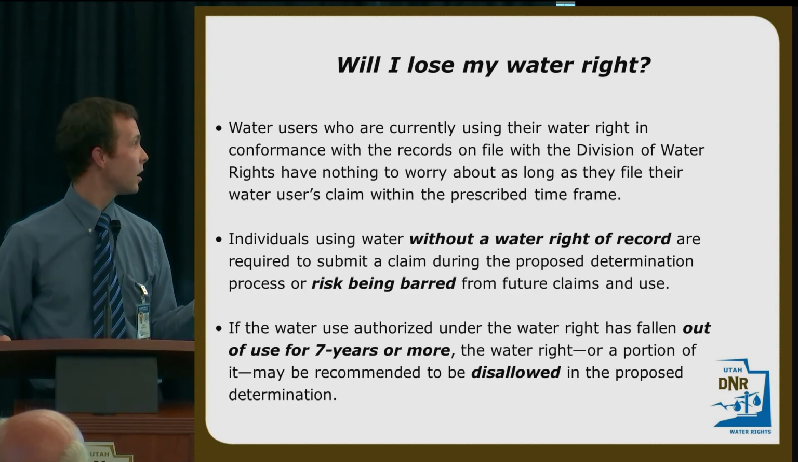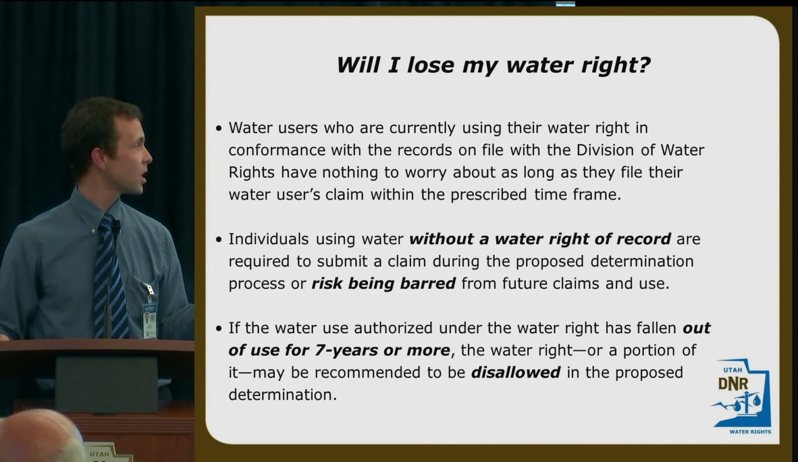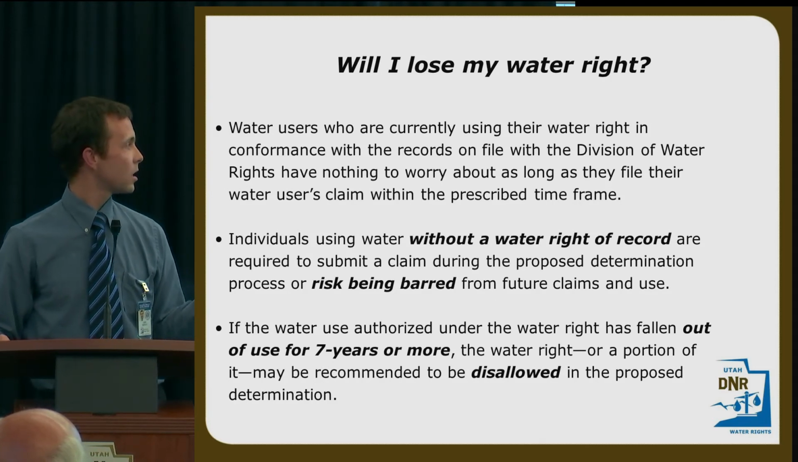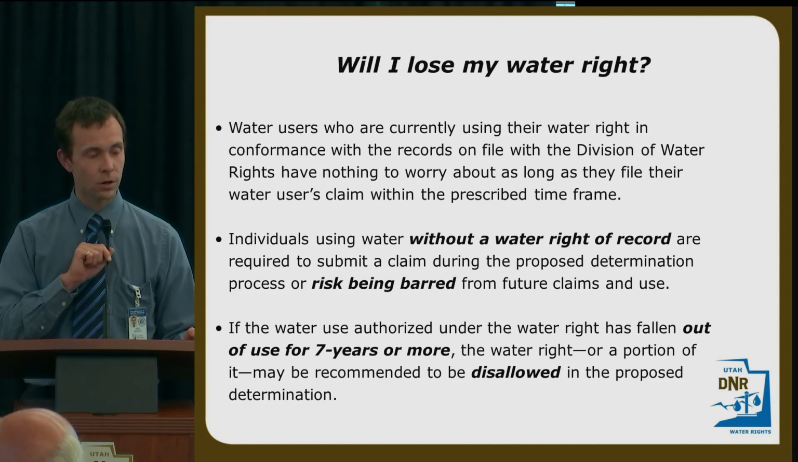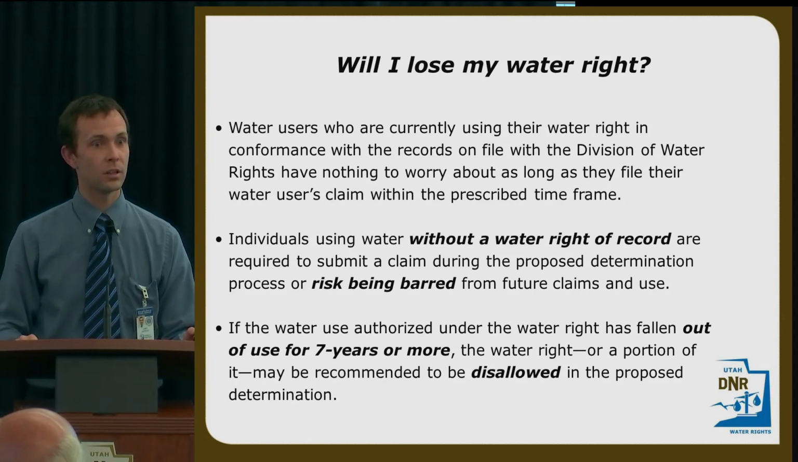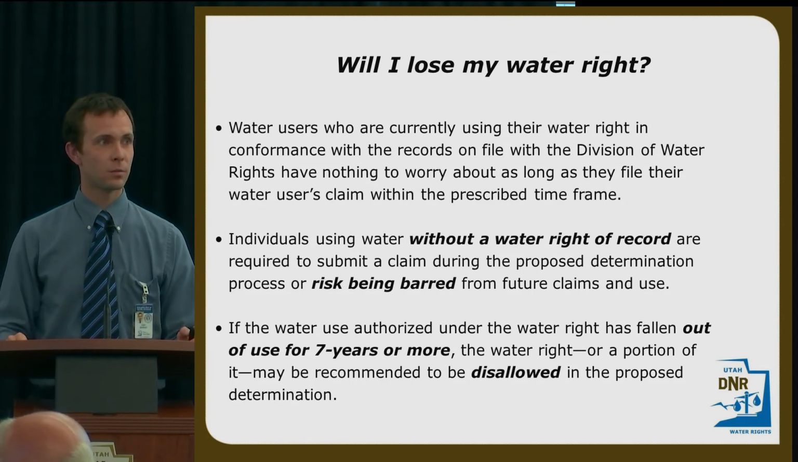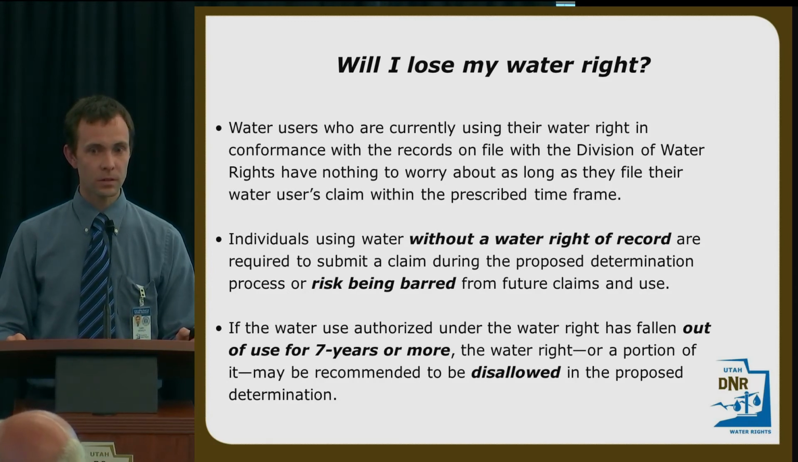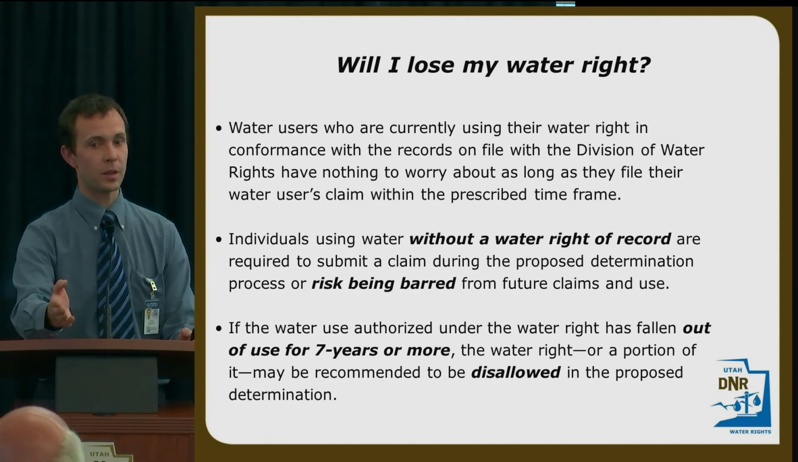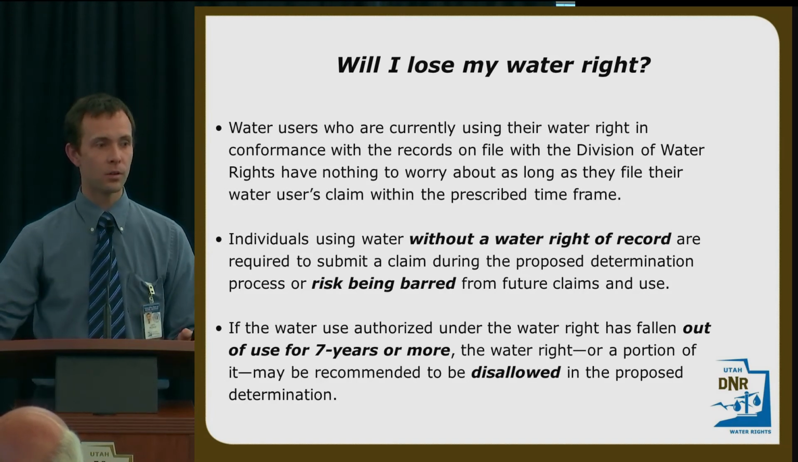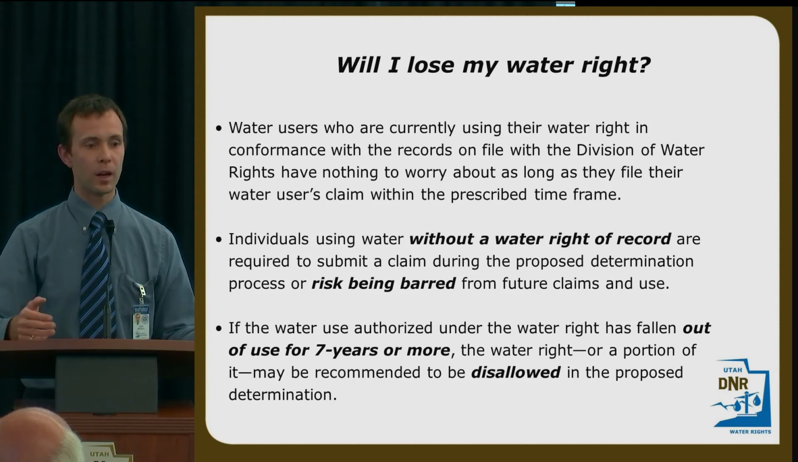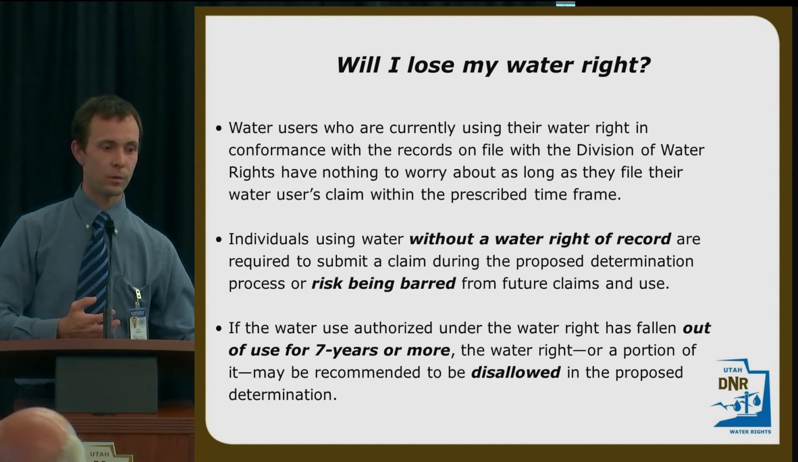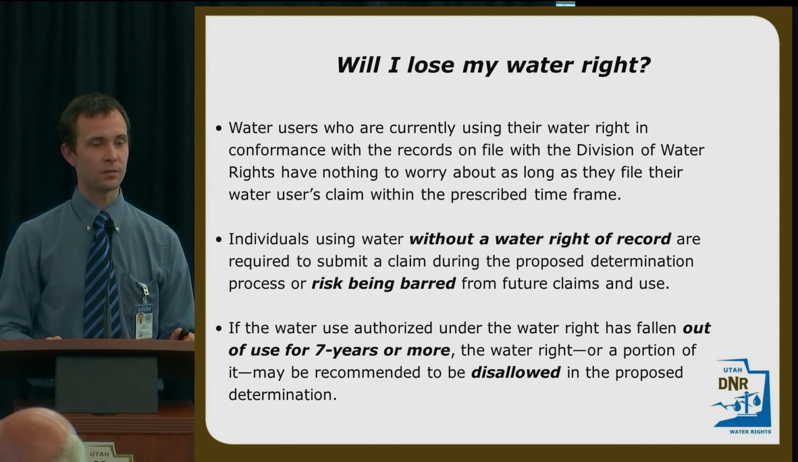If the water use authorized has fallen out of use for 7 years or more, the state engineer's office would recommend it or a portion of it to be disallowed and seek that the court rule on it as forfeited. That would be the issue with a water right that has no claim on it or has no use on it. We would recommend it be disallowed, and we would seek the court to declare it forfeited.